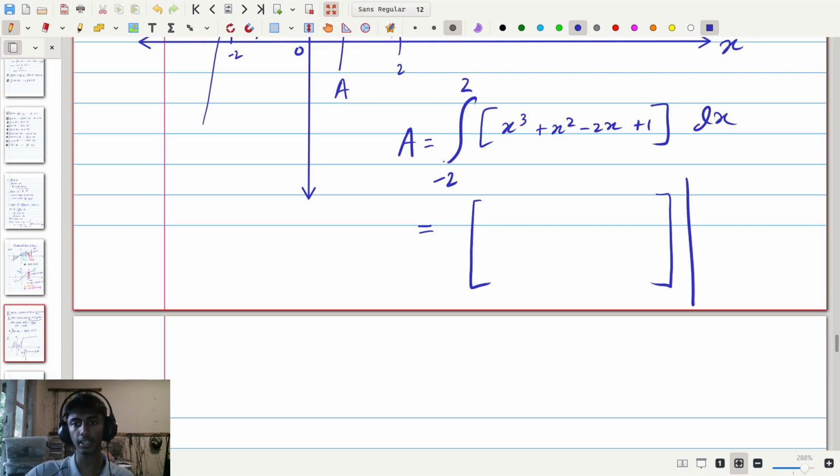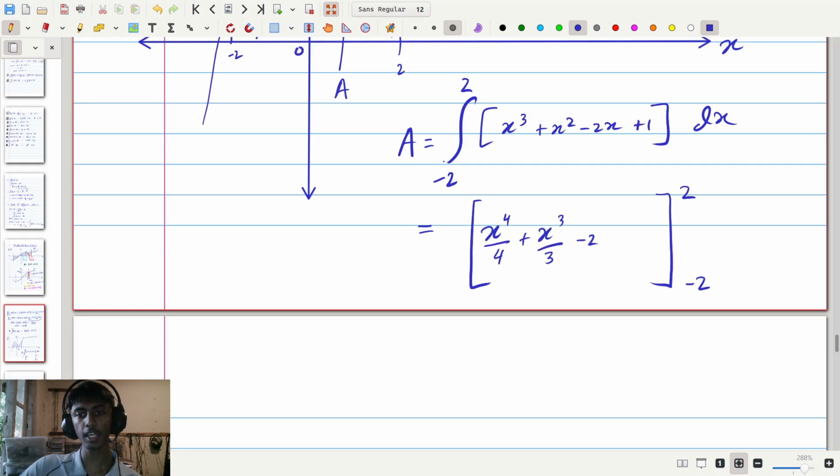Sometimes you put a line like this instead. I like the bracket method. Here we write the upper limit, here we write the lower limit, and on the inside we write the function that we are evaluating. So then, the indefinite integral of this thing is going to be x to the power of 4 divided by 4 plus x to the power of 3 divided by 3, and then minus 2 times x to the power of 2 divided by 2, and then plus x. This is the function we have to evaluate between 2 and negative 2.